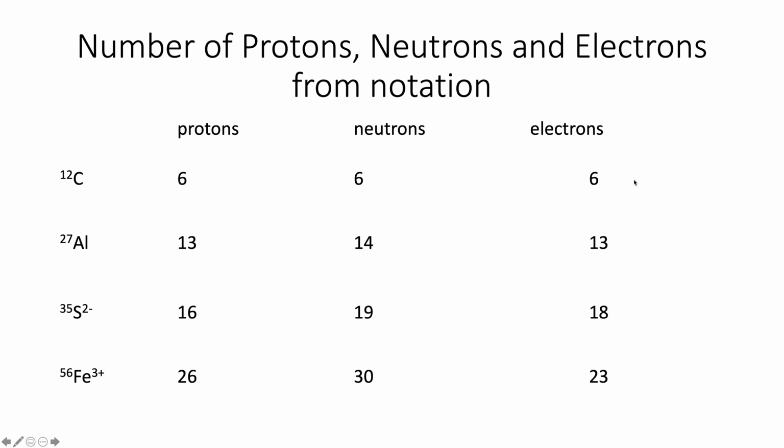Now, to get the electrons, if it's uncharged like these two, the electrons and the protons are the same. If it's charged, this means it has 2 more negative charges than positives. It has 16 positives, so it must have 18 negatives. This means there are 3 more positives than negatives. It's 26 positives, so it must be 3 fewer electrons, 23.